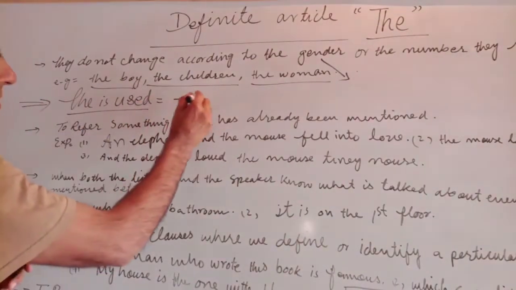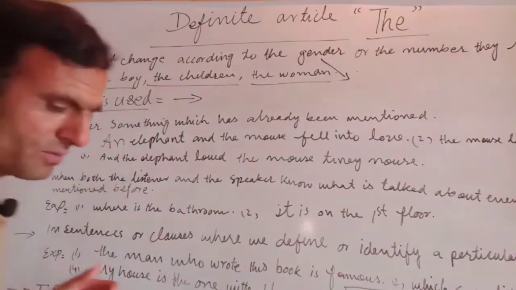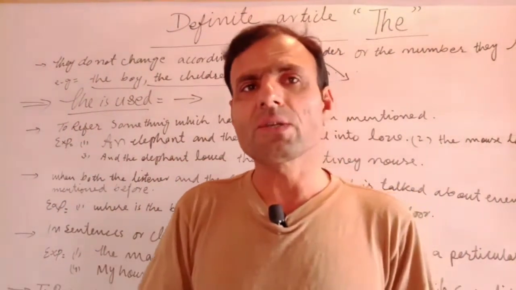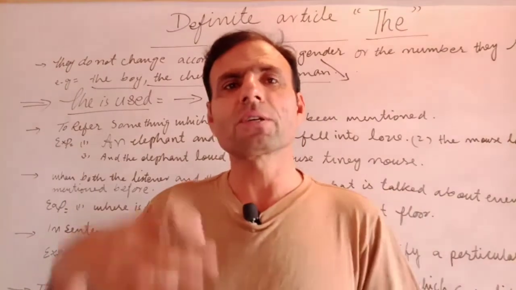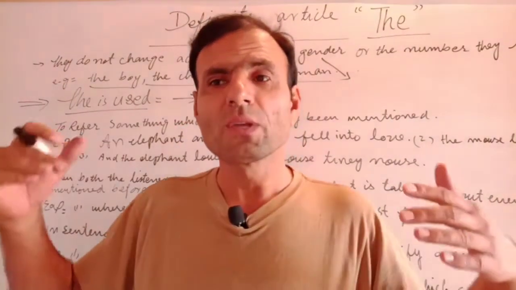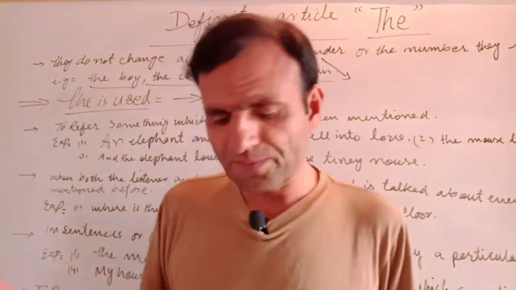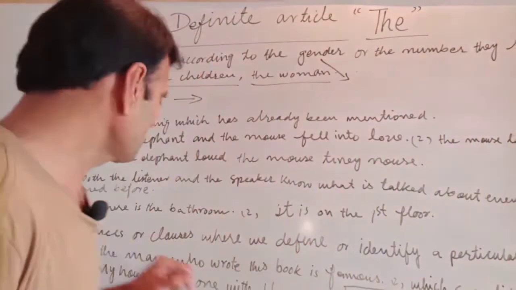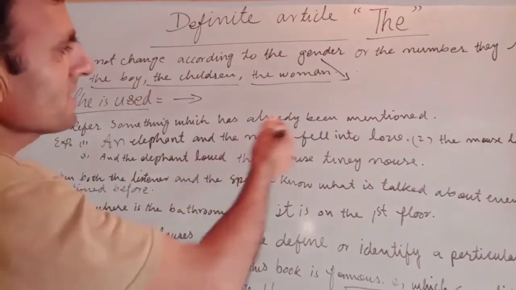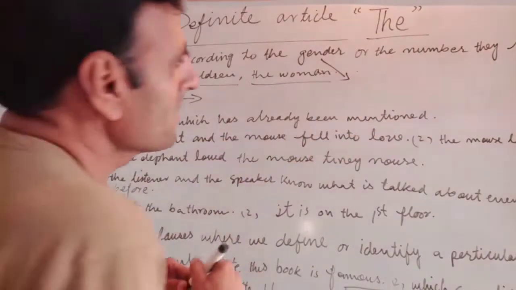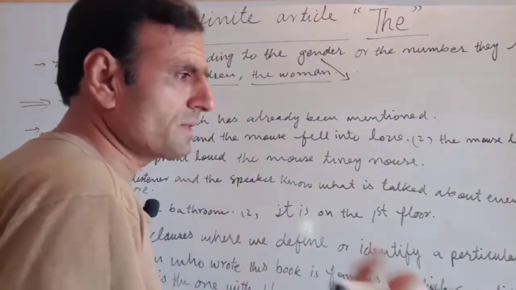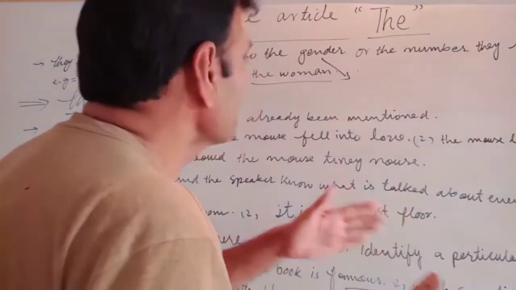Now see here, "the" is used. Where do we use "the"? Now see, we use "the" with many things, as I told you, with adjectives, with superlative degrees, with unique stuff, with decades of years, or with this kind of things. Okay, so first of all, to refer to something which has already been mentioned. This is a special case. We use "the" to refer to something that has already been mentioned.